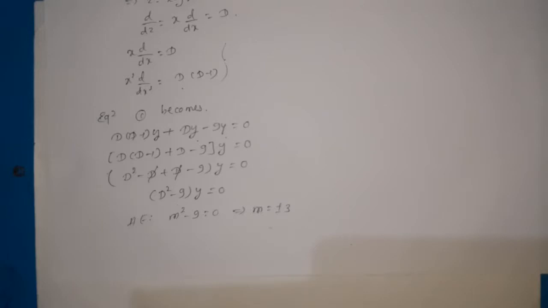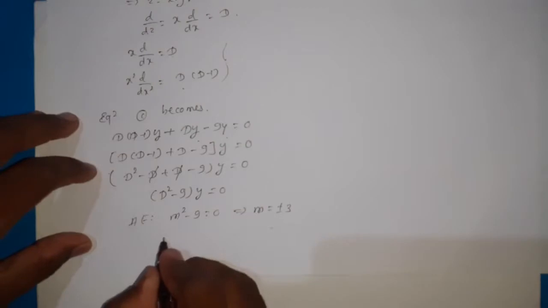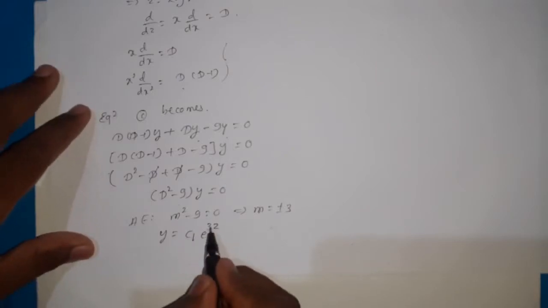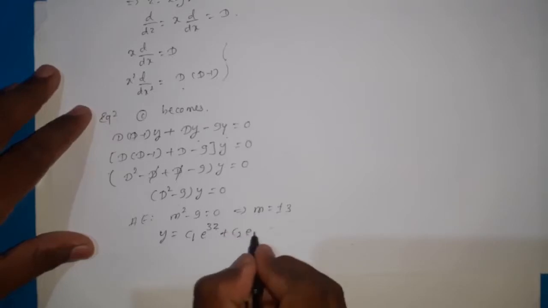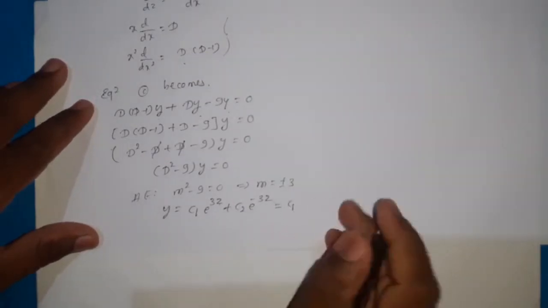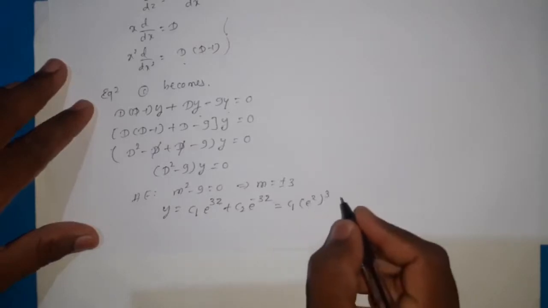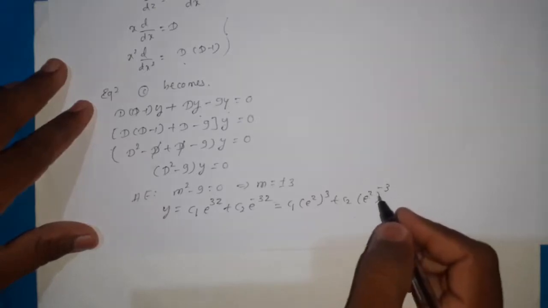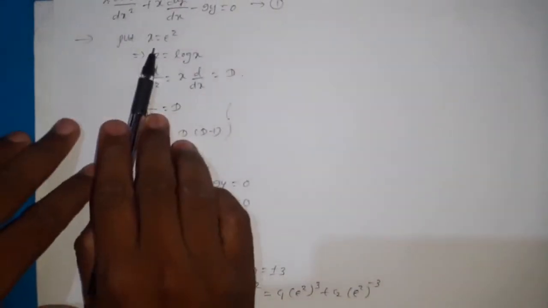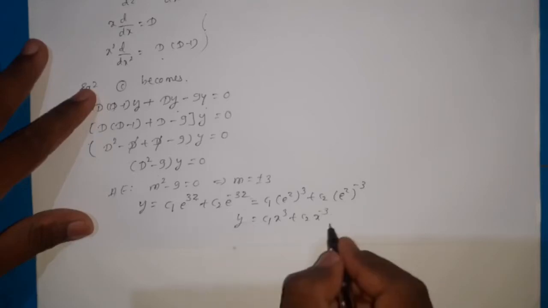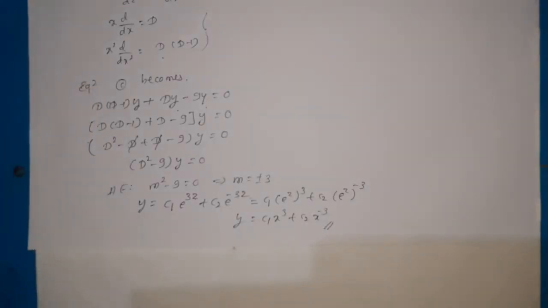But here we cannot write like that, because here we have substituted x equal to e power z. So therefore here y equal to c1 e power 3z. Instead of x we need to consider z, plus c2 e power minus 3z. And this can be written as c1 as it is, e power 3z can be written as e power z whole cube, right, plus c2 e power z whole power minus 3. Then what is e power z? x, right. So therefore it is c1 x cube plus c2 x power minus 3 is equal to y, which is the required solution for the given differential equation.